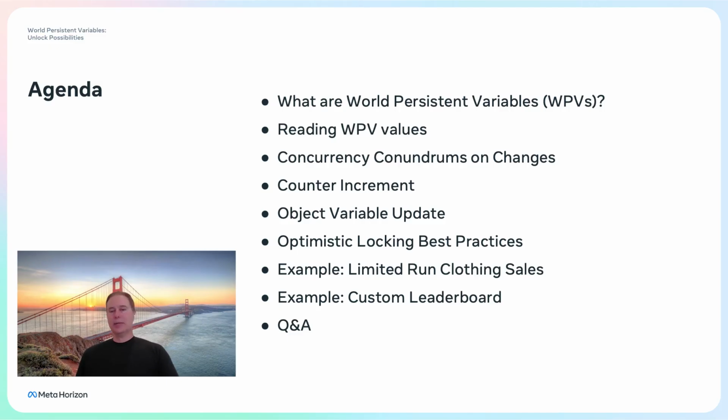One of them is using counter increments, and the other is the object variable update, which uses optimistic locking in order to make sure that data isn't lost. And we'll talk about some best practices around that. And then I have two example mechanics that use WPVs. One is a limited run clothing sale, and the other is a custom leaderboard.